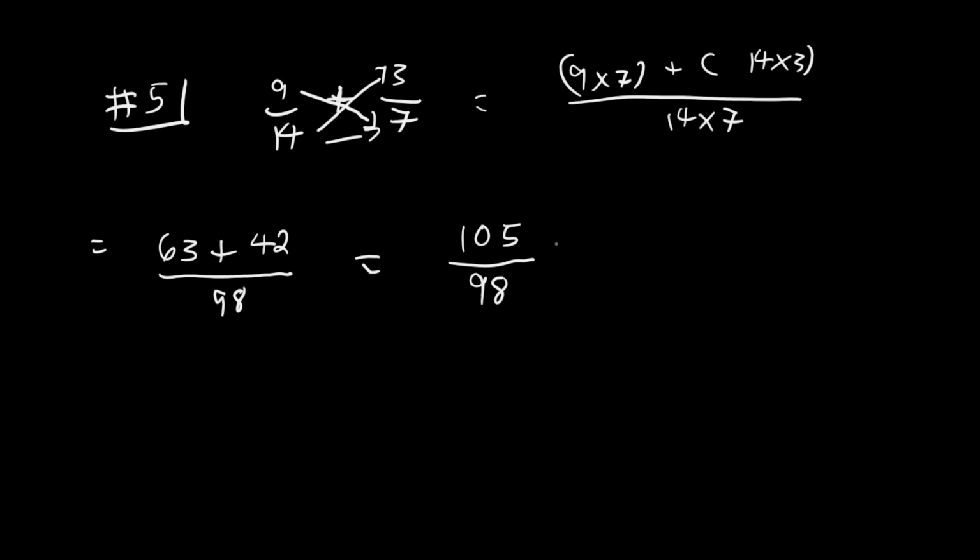Let us simplify our final answer. In this case, we divide both by 7 to obtain our final answer of 15 over 98 divided by 7 is equal to 14. And this is our final answer.